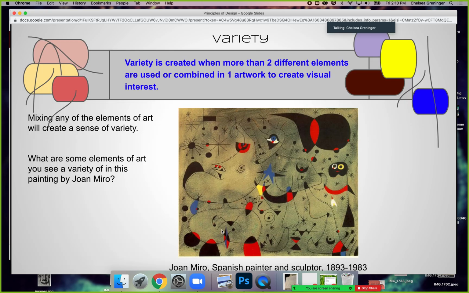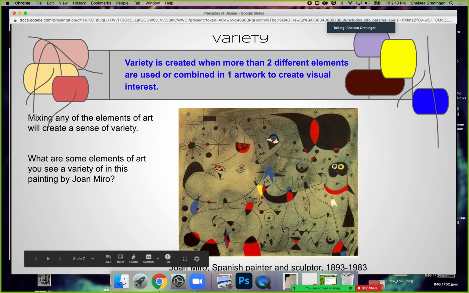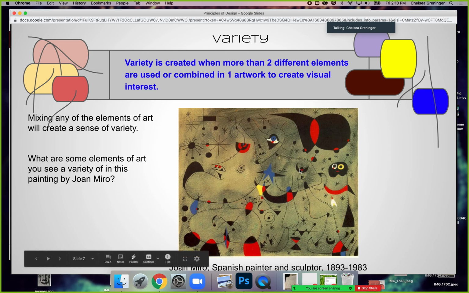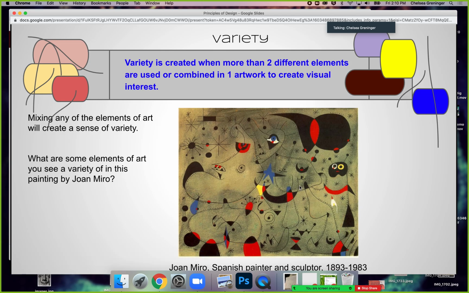All right, so the next principle of design is called variety. Variety is created when more than two different elements are used or combined in an artwork to create visual balance. So we like variety, right? We don't like always the same thing. I mean, would you want to eat oatmeal for breakfast every day of your life? Probably not. You want some variety in your life. So artists and people that look at art also need variety. We can have variety of color, variety of line, variety of shape, variety of pattern, really variety of everything.